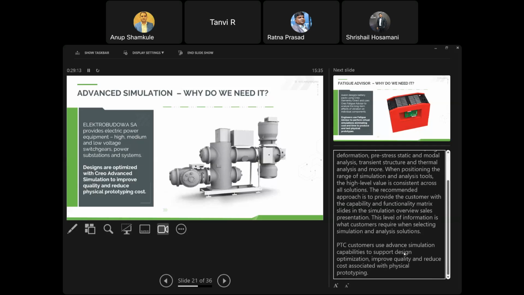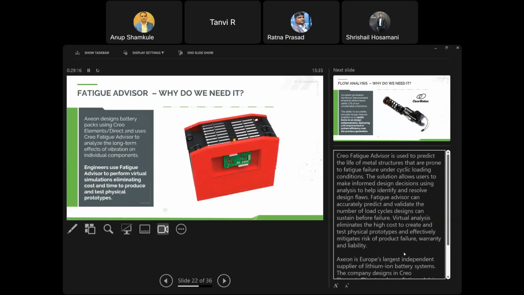Creo Fatigue Advisor is another solution, which we use to predict the life of metal structures whenever repeated cyclic loads are applied. We want to know how many cycles the structure can endure, and to make informed design decisions, we also want to know any design flaws early in the design, for example if it has to undergo 10,000 cycles.